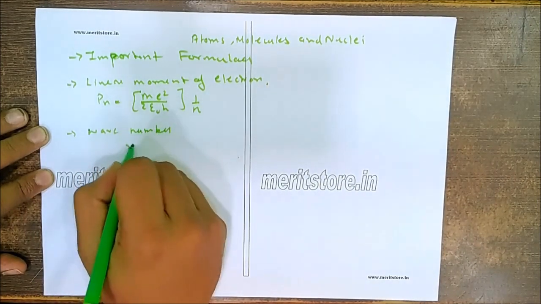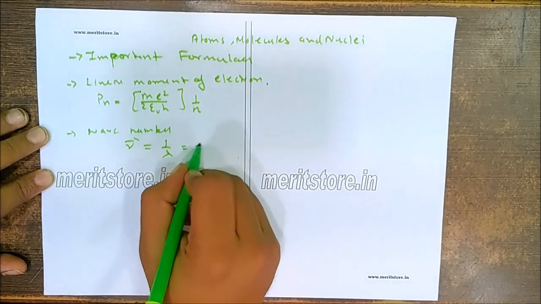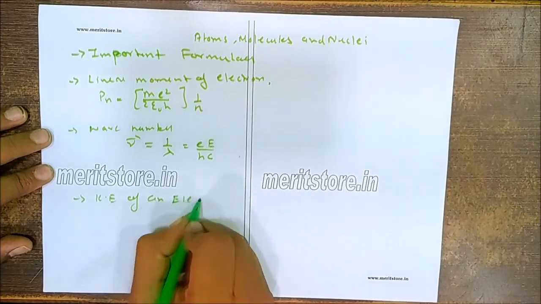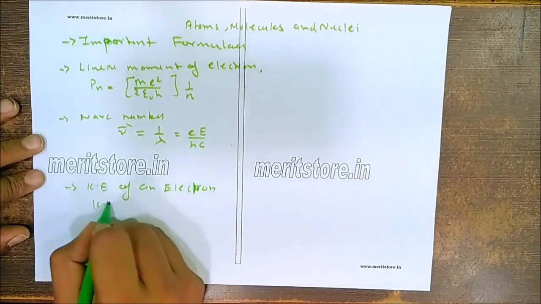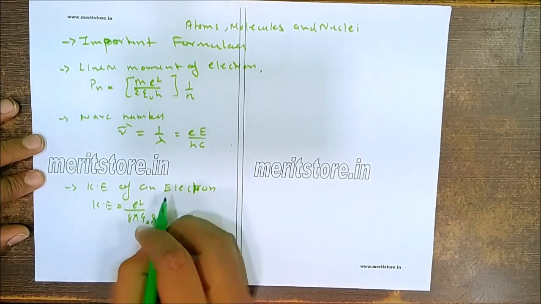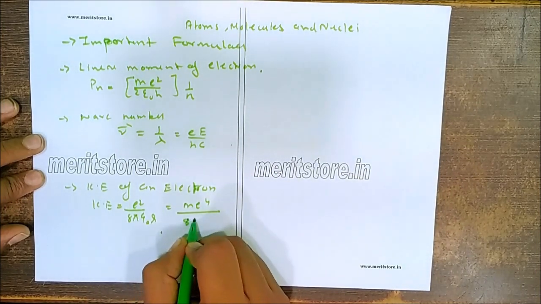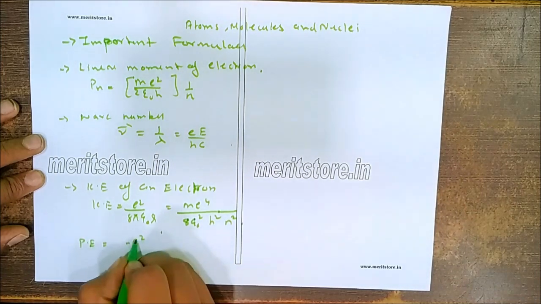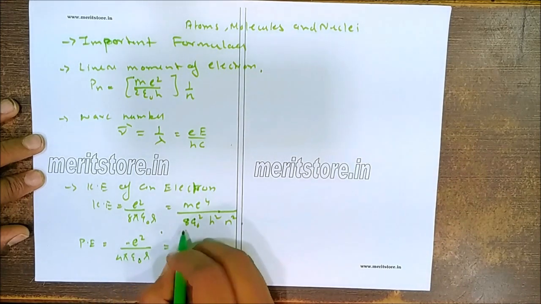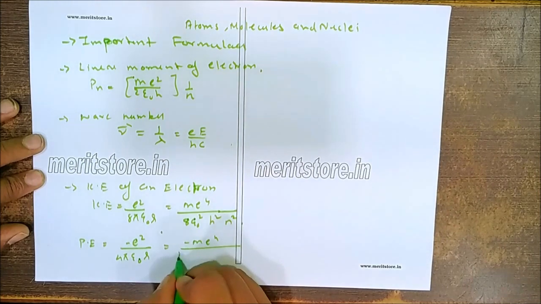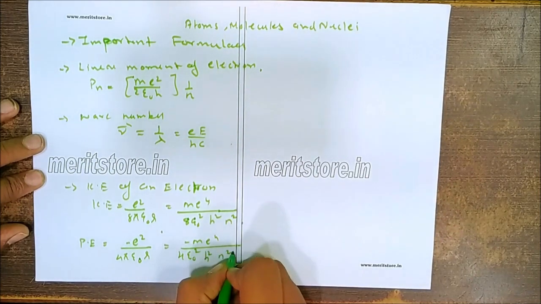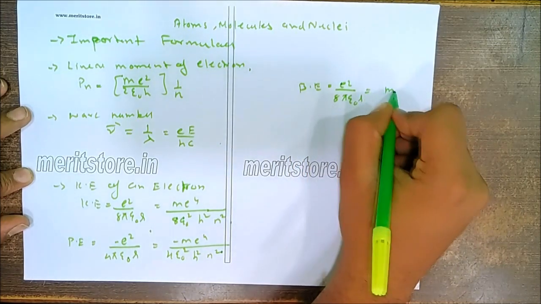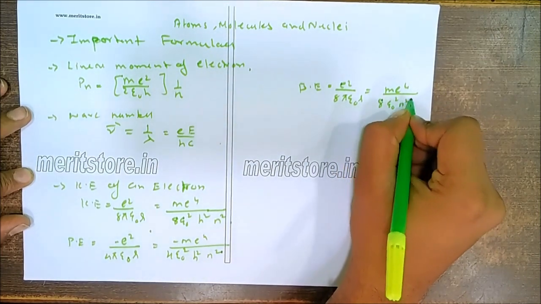Wave number, that is nu bar, is equal to 1 upon lambda, that is E upon hc. Then kinetic energy of an electron is E square upon 8 pi epsilon naught r, that is me raised to 4 upon 8 epsilon naught square h square n square. Then potential energy is minus E square upon 4 pi epsilon naught r or minus me raised to 4 upon 4 epsilon naught square h square n square. Then lastly, binding energy, which is E square upon 8 pi epsilon naught r, is equal to me raised to 4 upon 8 epsilon naught square n square h square.